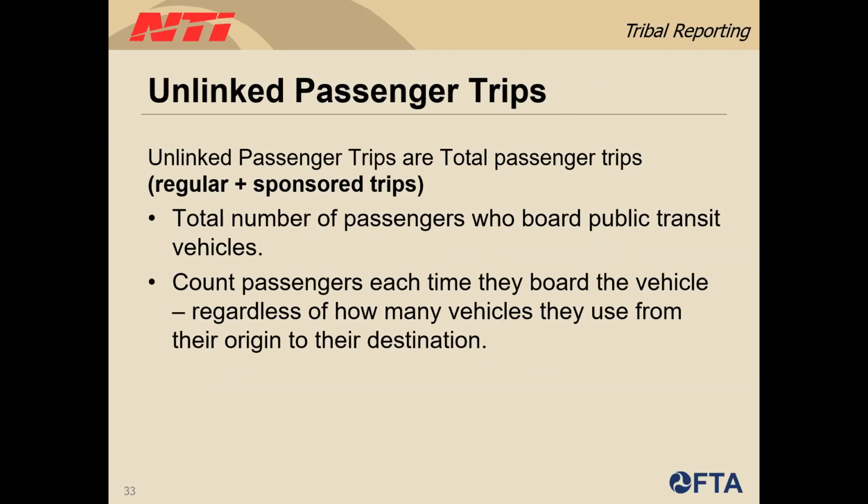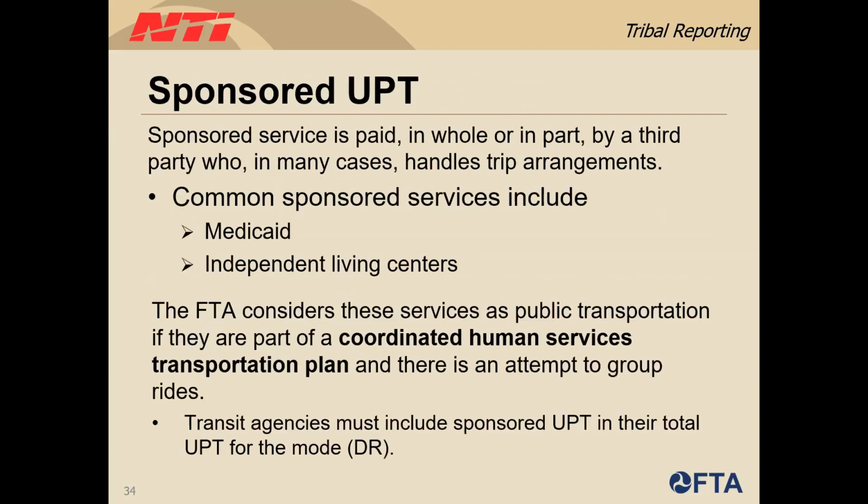When reporting the UPT on the RR20 form, this should be the total number of passenger trips, both those regular trips as well as the sponsored trips. And I know sponsored trips is our next one. These are trips that are paid for in part or in full by a third party. These may be part of a coordinated human services transportation program. Common sponsors of these are the VA, Medicare, and assisted living centers. So again, this is not client-based. This is those third parties paying for these trips.